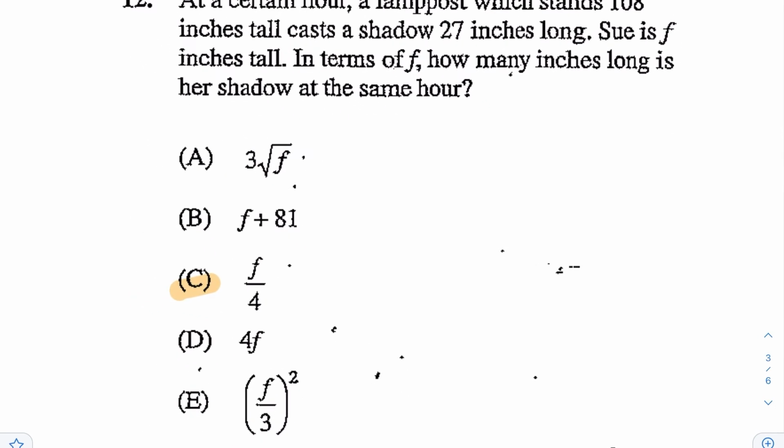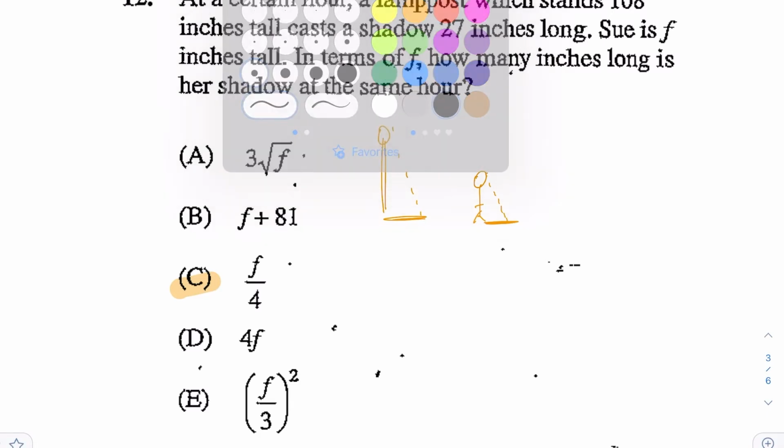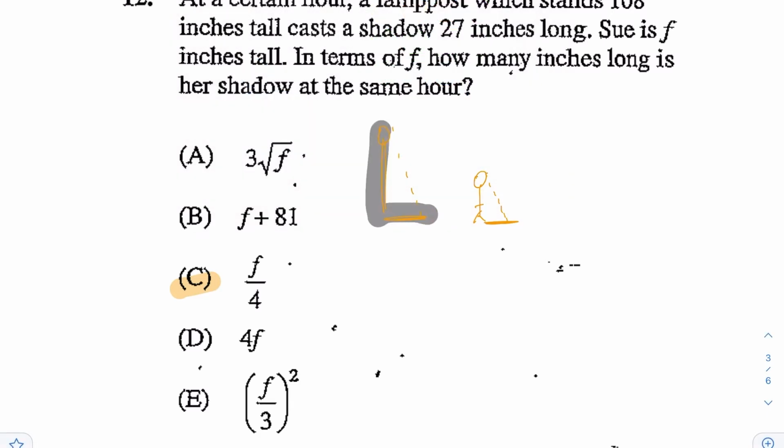Next, for number 12, at a certain hour, a lamppost, which stands 108 inches tall, casts a shadow that's 27 inches long. Sue is F inches tall. In terms of F, how many inches long is her shadow at the same hour? So if you see this classic shadow problem, this is a proportion. You have this lamppost, and it's casting a shadow. Now, if you have a person, and you're also casting a shadow, it's essentially the same triangle that is formed. So this triangle here and this triangle here, they are similar.